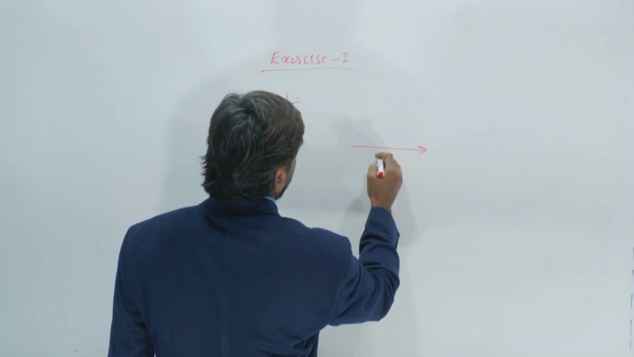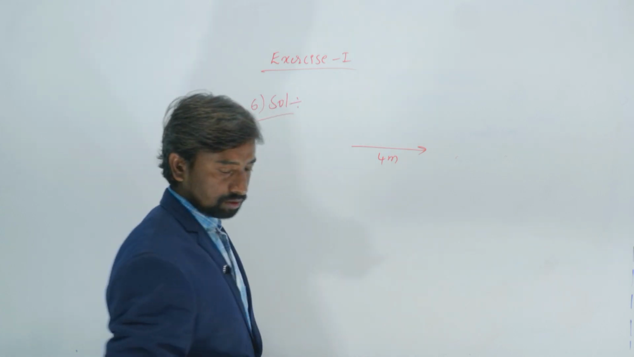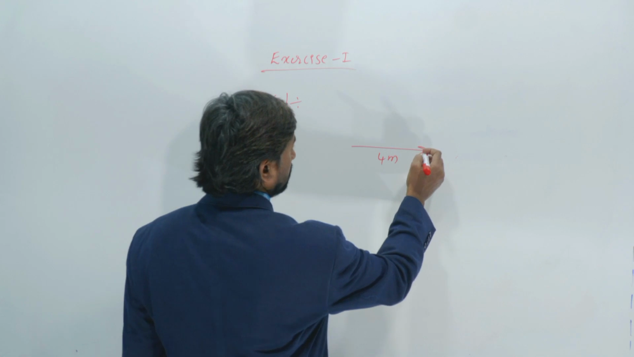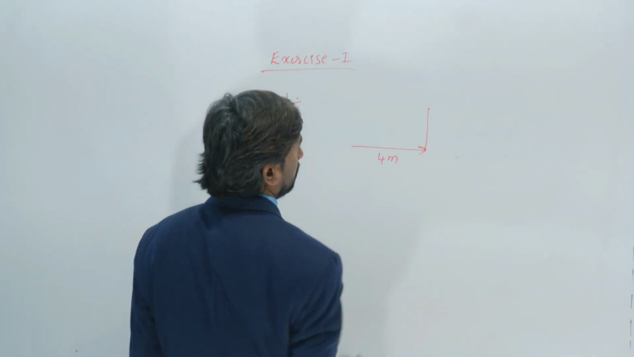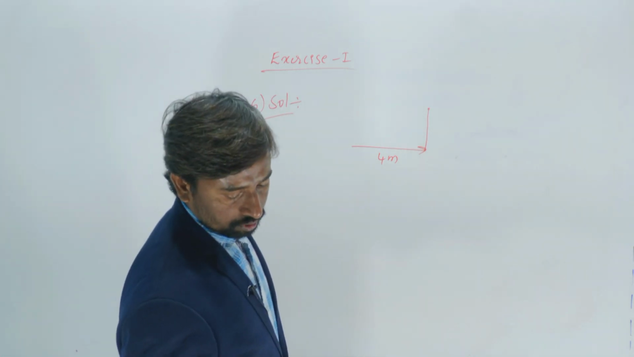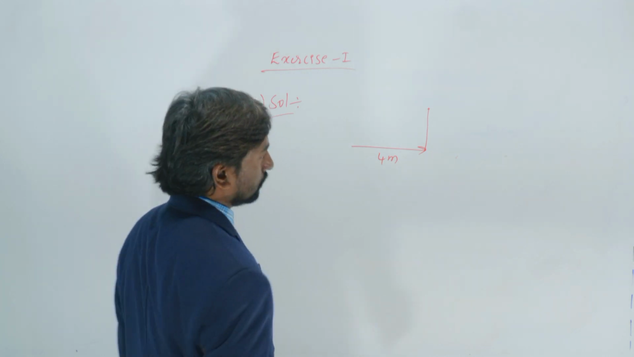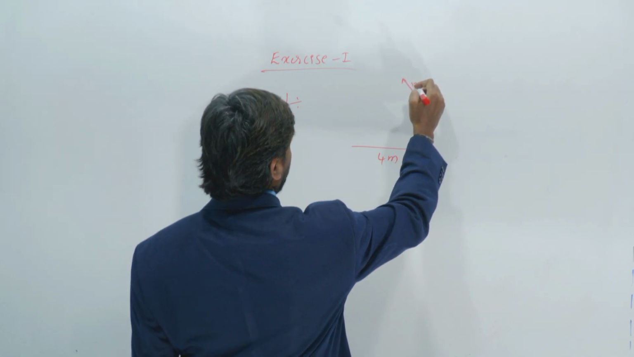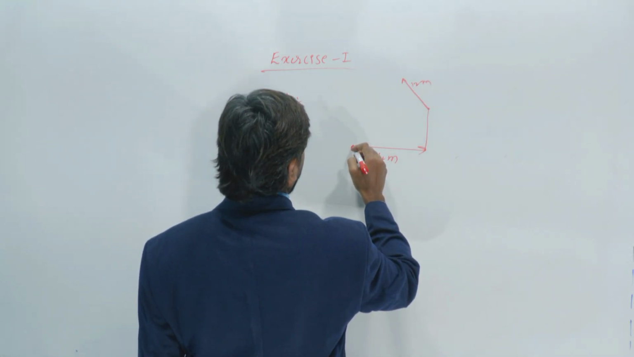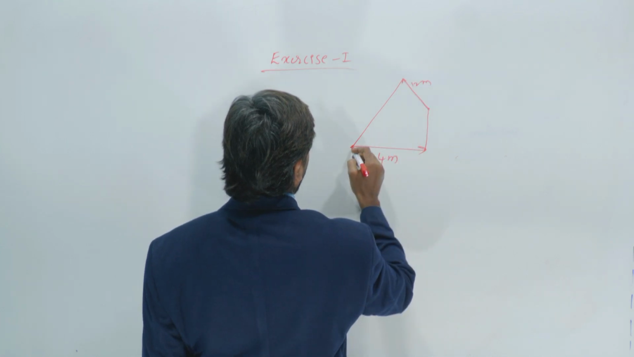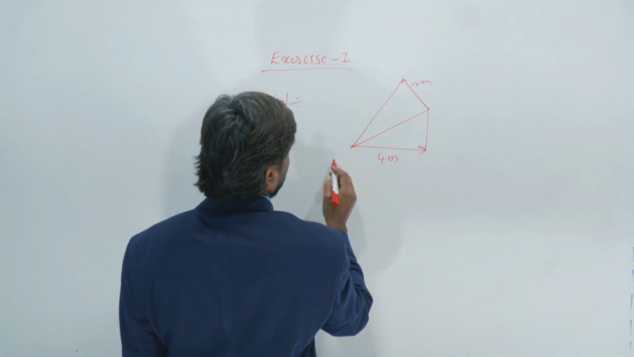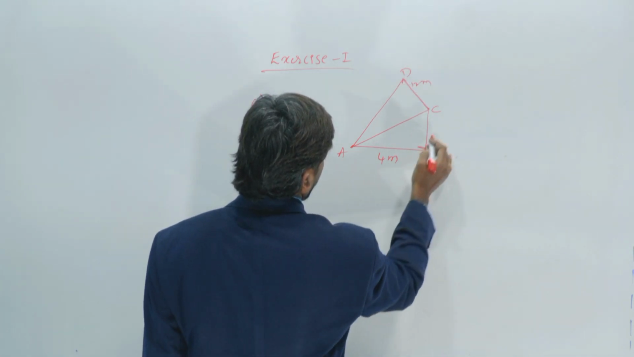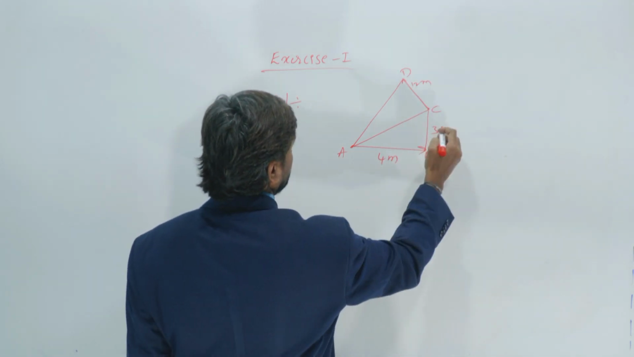A man travels 4 meters east and 3 meters north, then climbs a pole 12 meters in height. Climbing a pole 12 meters in height means like this: this is 12 meters. They're asking the distance. Here A, B, C and D: this is given as 3 meters and these are 12 meters.